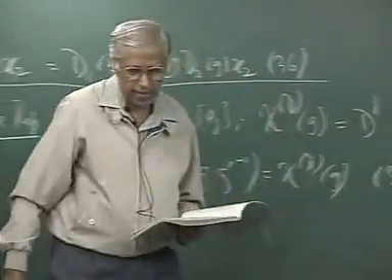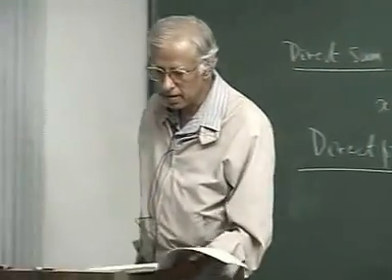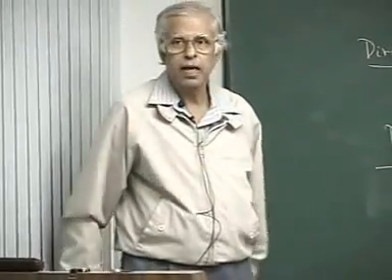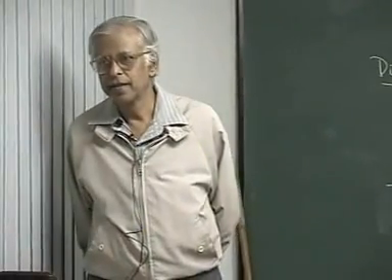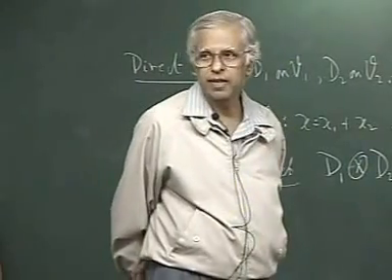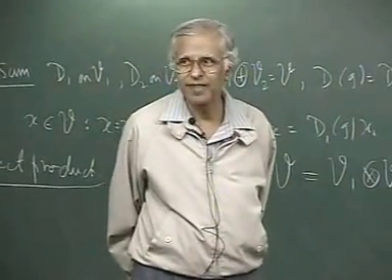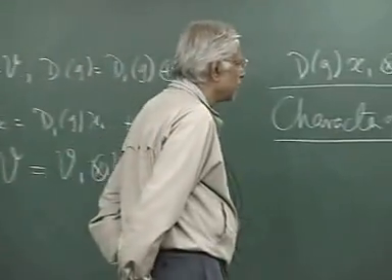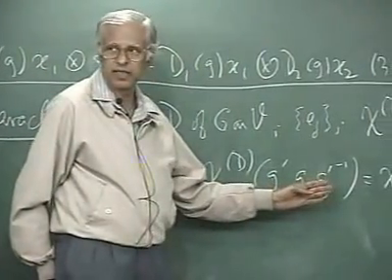Why is the character the same at all points of a given equivalence class? What is the similarity transformation involved? Not change of basis, no. This is trace of D of G prime G, G prime inverse.